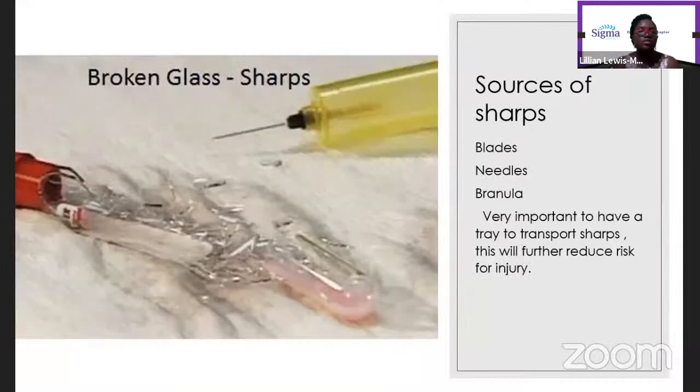So there are various sources of sharps, and this list is by no means exhaustive. There are blades, needles, and sometimes the very ampoules or vials that we're using may break. It's very important that we dispose of them. And like I said before, when handling sharps, have a tray to lay them in. Even after you have used it, you can put it back in the tray so you don't have direct contact with it. That further minimizes the risk of you being stuck and becoming exposed.